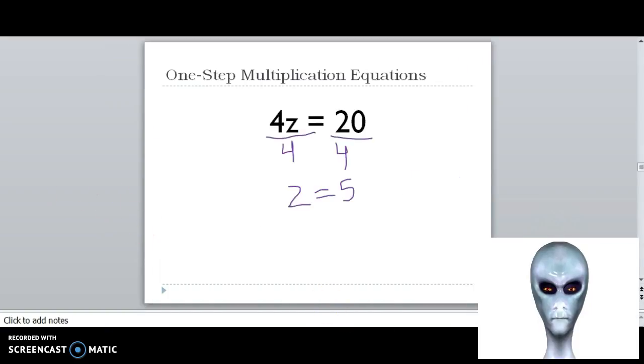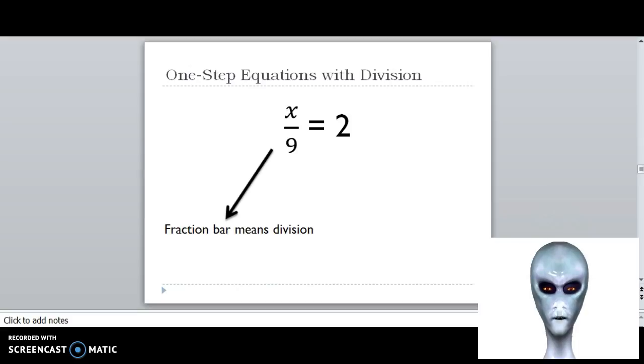Now let's talk about the last type of equation, which is one-step equations with division. X divided by 9 is equal to 2. In this case, when you see a fraction bar, it means division. Some number, when you divide it by 9, will equal 2. The inverse operation of division is multiplication. So I'm going to multiply 9 times 2 to find my variable. So in this case, 9 times 2 is equal to 18.